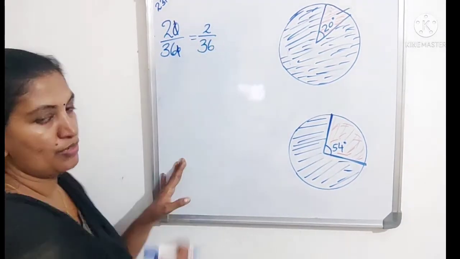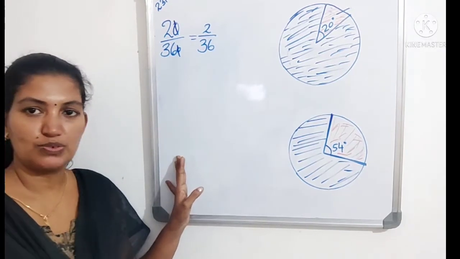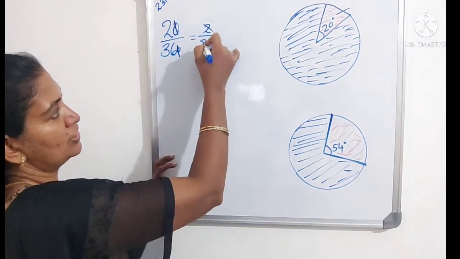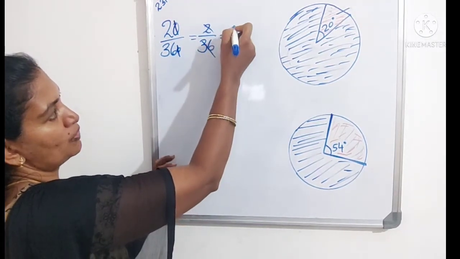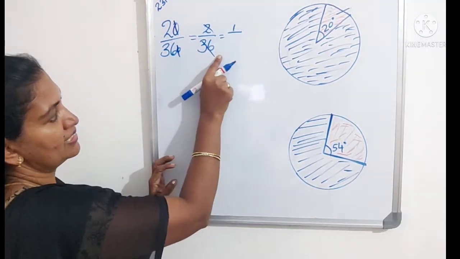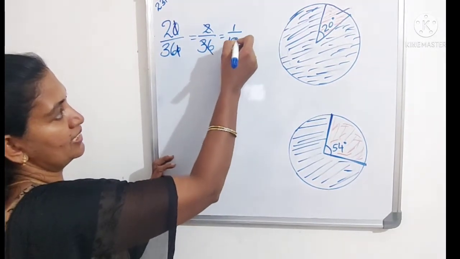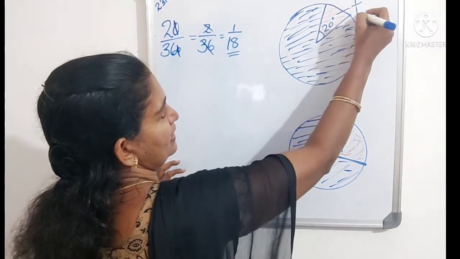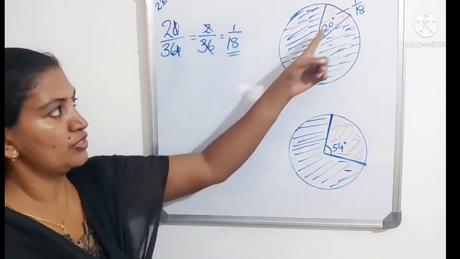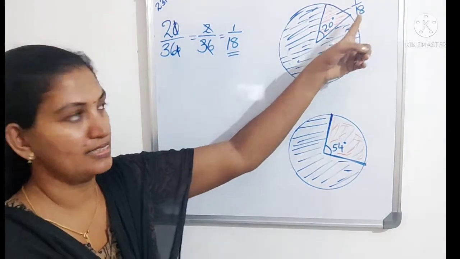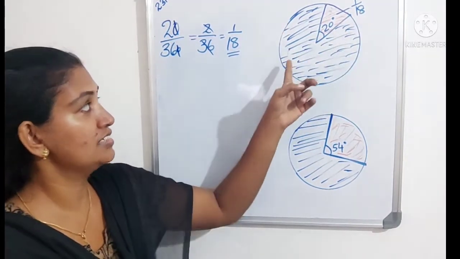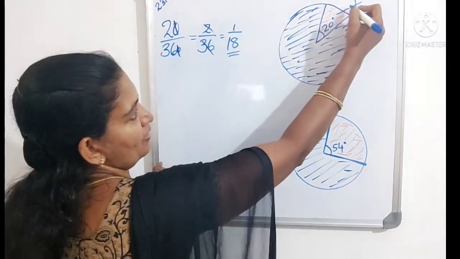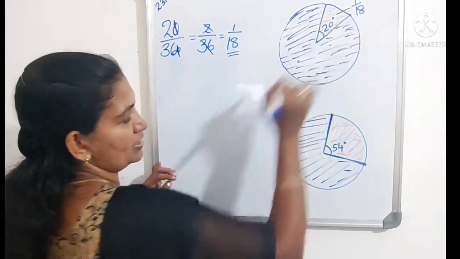Then again we have to write in the lowest form. We learned how to write the lowest form in 5th standard, didn't we? How? Let us write this in the least form. Half of 2 is 1. Half of 36 is 18. 1 by 18. So this part is 1 by 18. That means for 20 degree, this part is 1 by 18. That means this circle has 18 equal parts. Only 1 part here is shaded with this red color.